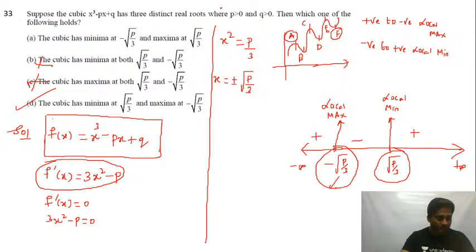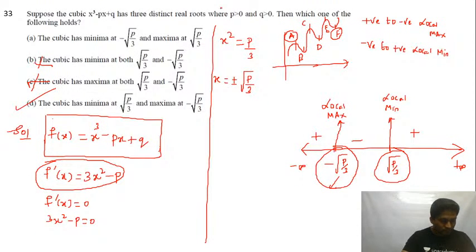Alright, guys, so I just remind you about what is the critical point. Critical point is where you get the roots. That's the first thing. When you differentiate and equate to 0, that's called a critical point. Or where f dash of x is not defined, that is called a critical point. Any questions?